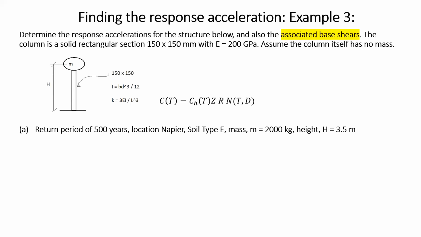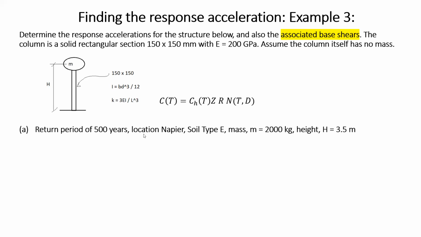Now let's put together some of what we've previously done with a New Zealand specific case. Determine the response accelerations for the structure below and also the associated base shears, and we'll talk about that soon. The column is a solid rectangular section, 150 by 150, with E equals 200 GPa. Assume the column itself has no mass.